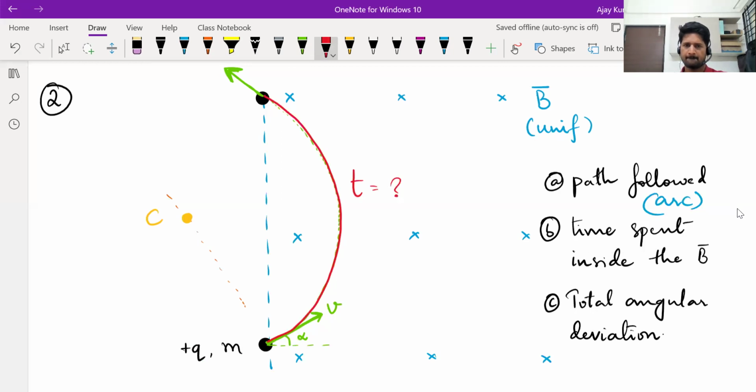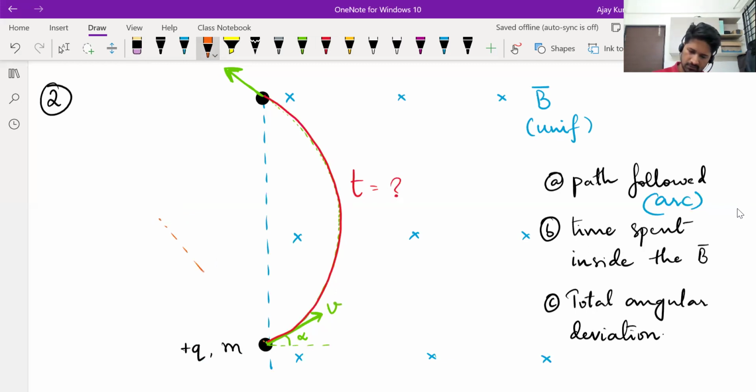So can we use a relation like time will be distance by speed? Time is distance by speed, correct? We know the speed. How will you tell the distance, the length of that arc? Like by finding the angle which it creates at the C. Good. See, there is a general formula for the length of an arc, if you all remember: L is equal to r theta.